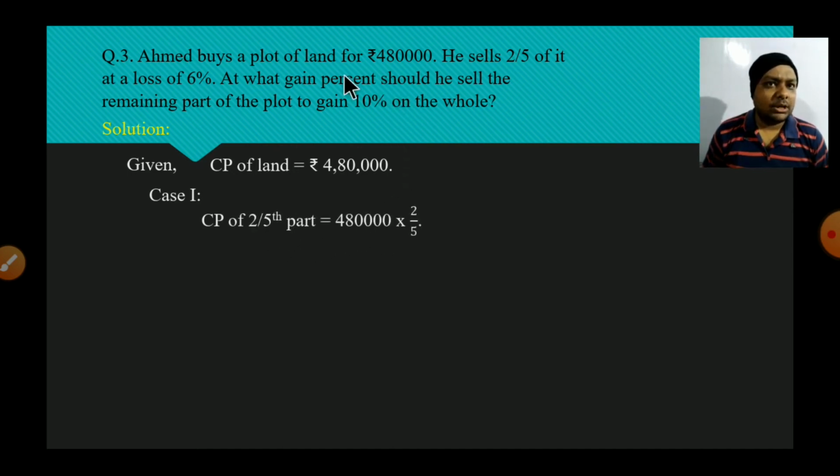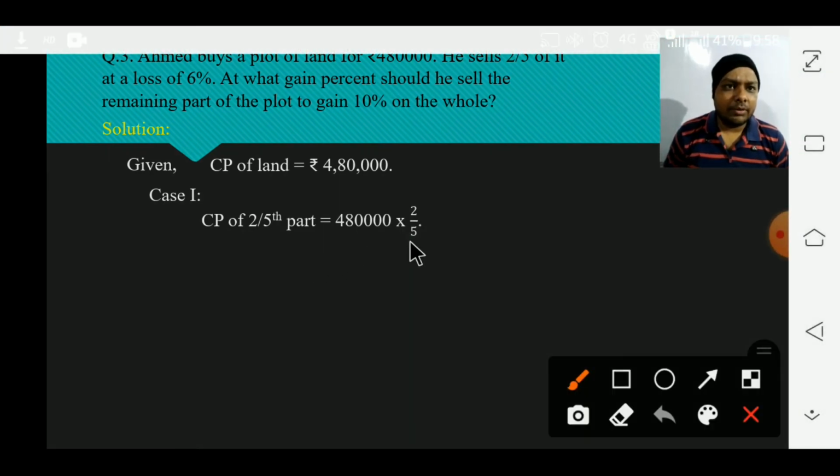4,80,000 is the total CP. So what will be the 2 by 5th part of it? 5 1 ja 5. Now 5 9 ja 45, 5 6 ja 30 and 3 more 0. And 96 times 2, what will it be? 6 2 ja 12, 2 carry 1, 9 2 ja 18, 19, 10.